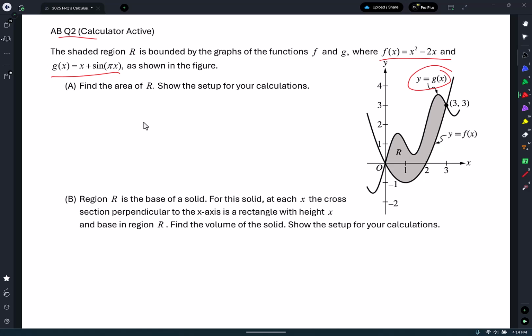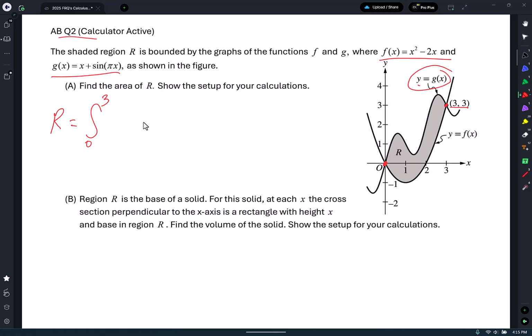Find the area R. Show the setup of your calculations. Okay, here we go. Area R is equal to integral from, and it looks like they gave it to me. Sometimes we have to find that intersection, but we all took pre-cal. If I plug in a 0 here, yep, your y value is 0. If I plug in a 0 for the g of x, 0 plus sine of 0 is 0. So, yep, 0, 0. They both share the same y value at the origin. So, 0 all the way. And it looks like they both share the same y value at x equals 3. And then what curve is always on top?